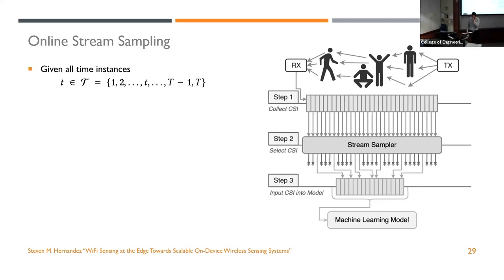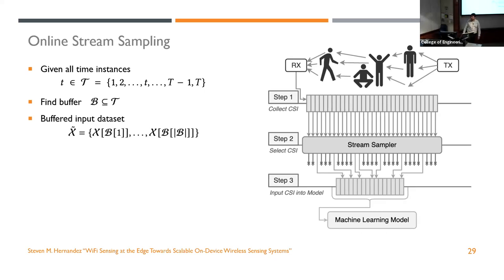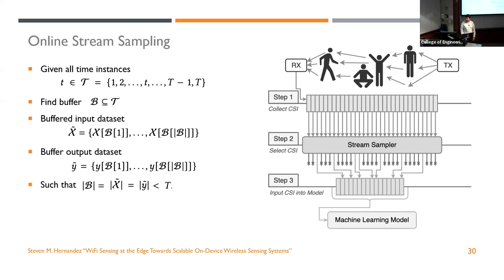And the way we model this is that we're given all time instances. Let's say we install a system and we collect data over lots of time instances. What we want to find is a buffer, which is a subset of since the installation until the current time, which allows us to achieve this buffered input data set and buffered output data set.